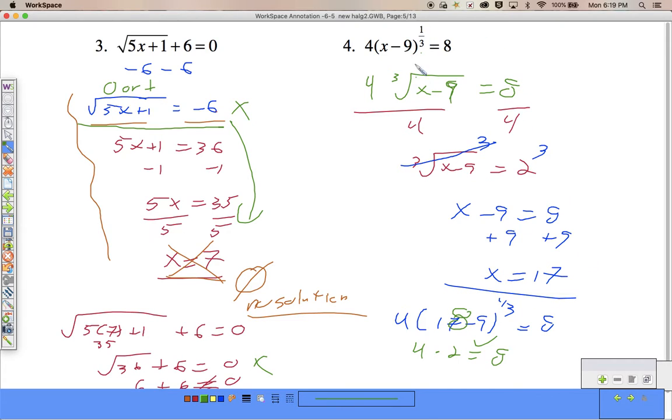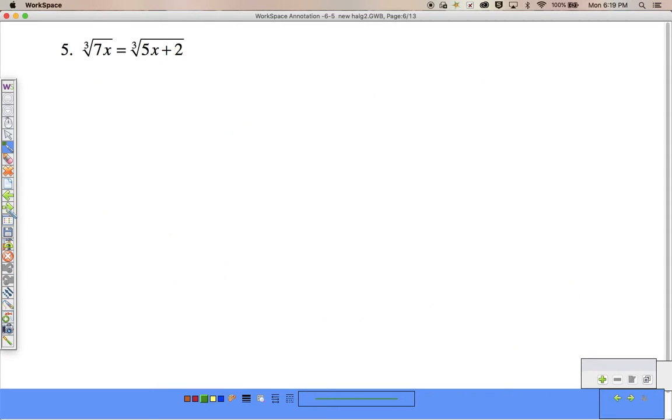We know that a 1/3 power is a cube root. That was the homework that was due at the beginning of class. All right, cube root of 7x equals the cube root of 5x plus 2. Do what you think you can do. Pause it when you need to. Unpause it when you're ready to see what I did.